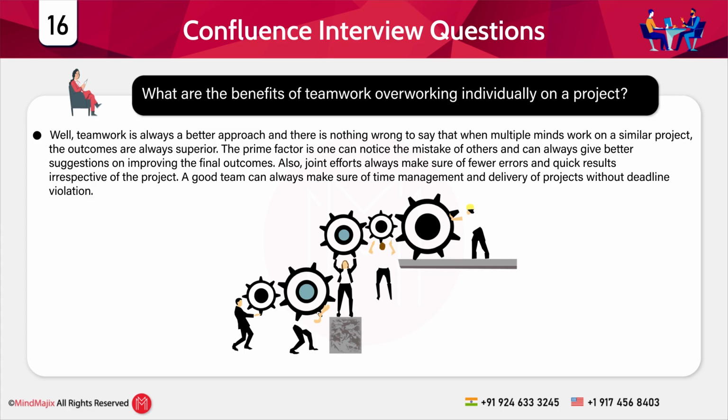And there is nothing wrong to say that when multiple minds work on a similar project, the outcomes are always superior. So that means a lot of experienced people, the set of developers, the product owner, the scrum master will work, right? And this will bring some sort of new collaboration. The prime factor is once one notices the mistake of another, they can always give a better suggestion on improving the final outcome. Also, joint effort ensures fewer errors and quick results irrespective of the project. A good team can ensure time management and delivery of the project without a deadline violation.